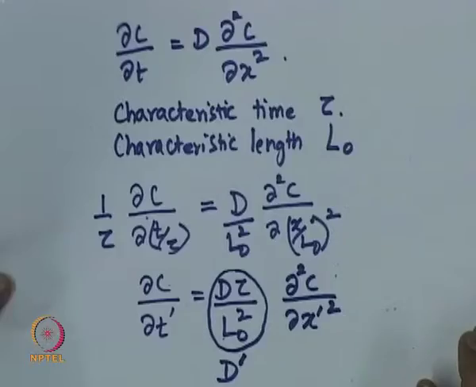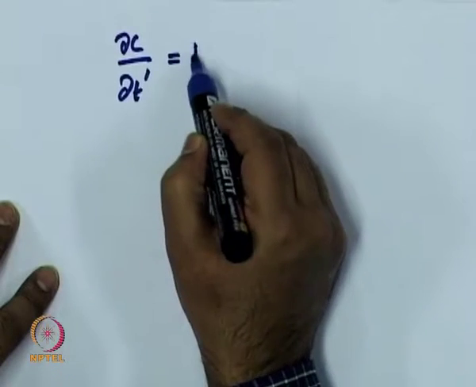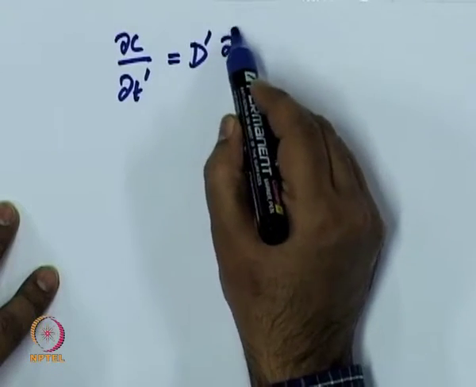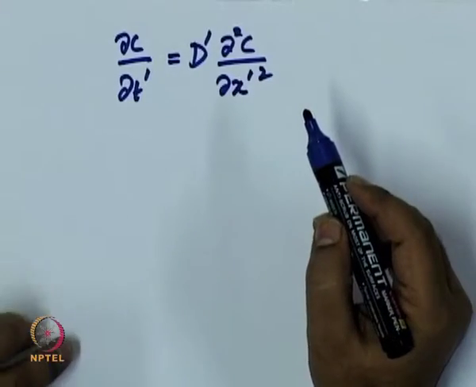Okay. So, let me write the non-dimensional version of the equation once more. So, what do we have? We have dou c by dou t prime is equal to D prime del squared c by del x prime squared.